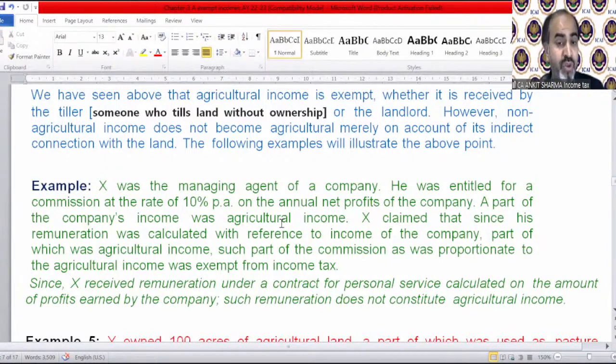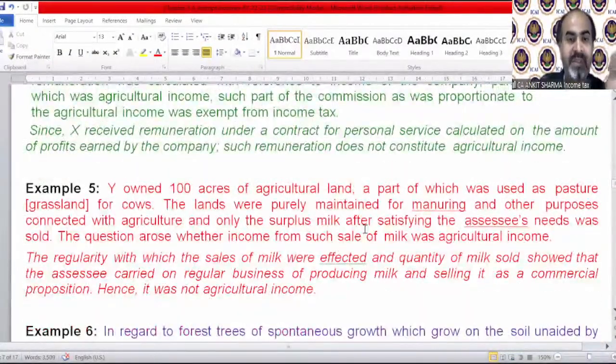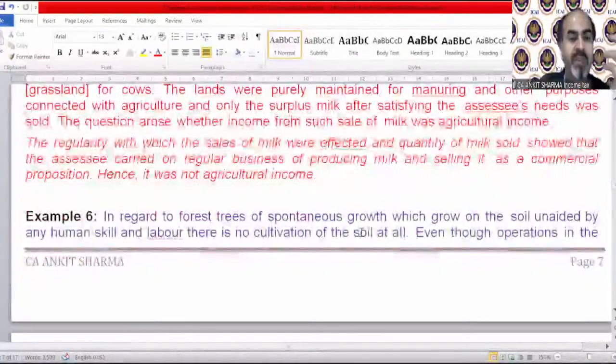And we have the exception in case of rent. In the rent case, the first point when we discussed, if Mr. A lets out his land to Mr. B and Mr. B pays rent to Mr. A, in that case, even if Mr. A is not doing any agricultural activity, the income tax specifically treats that income as agricultural income. But in other cases, this concept is not going to be applicable. So Mr. X claimed that since his remuneration was calculated with reference to the income of the company, part of which was agricultural income, such part of commission was proportionate to the agricultural income. No, it cannot be constituted as an agricultural income. Same example number 5, you can read it out, of course. Example number 6 also, of course.